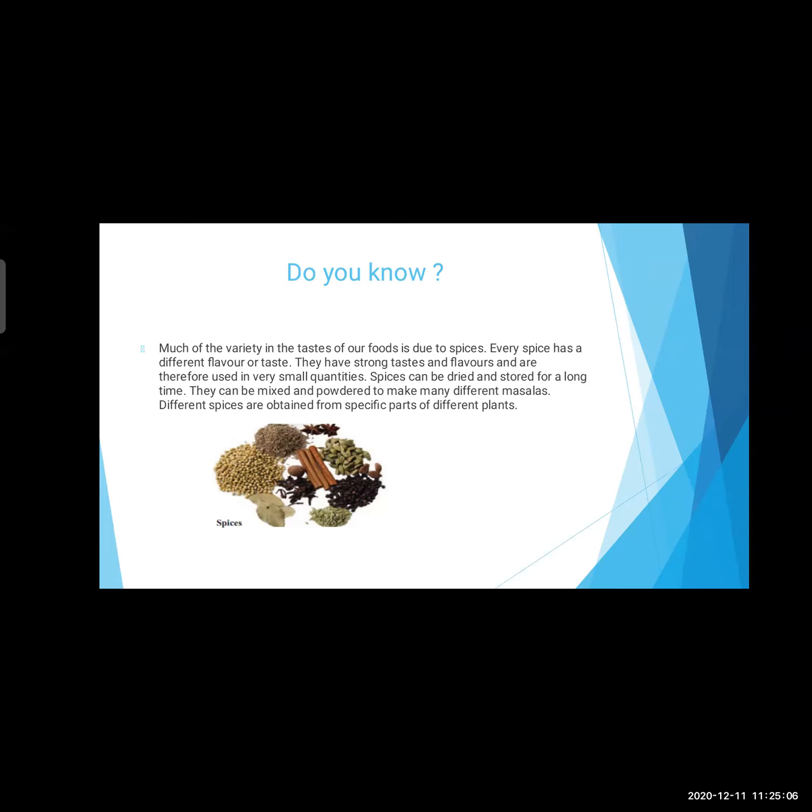Okay, then this was our chapter. Again, I'm repeating: much of the variety in the taste of our food is due to spices. Every spice has a different flavor or taste. They have strong taste and flavor and are therefore used in very small quantity. We should use them in very small quantity. They can be mixed and powdered, we make a powder, to make many different masalas. Different spices are obtained from specific parts of different plants.